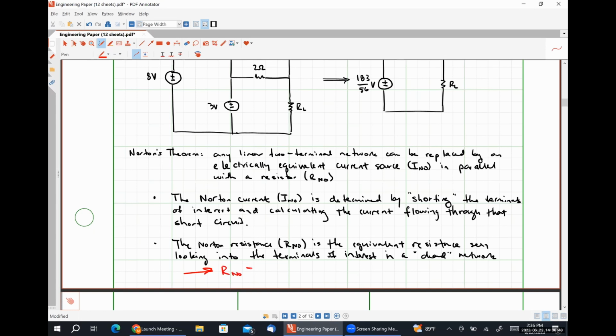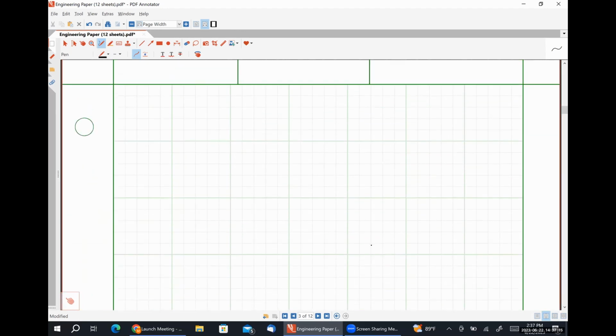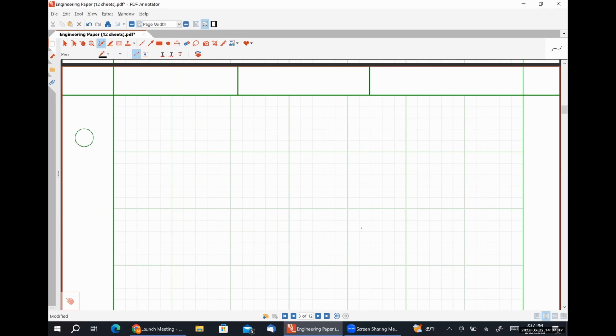R Norton is the same thing as R Thevenin. So from this point forward, you will literally never hear me talk about R Norton again. Everything is just going to be R Thevenin. So if we wanted to find the Norton equivalent circuit for the circuit that we were just analyzing a moment ago to find the Thevenin equivalent, let's talk about what we would do to find our Norton current.